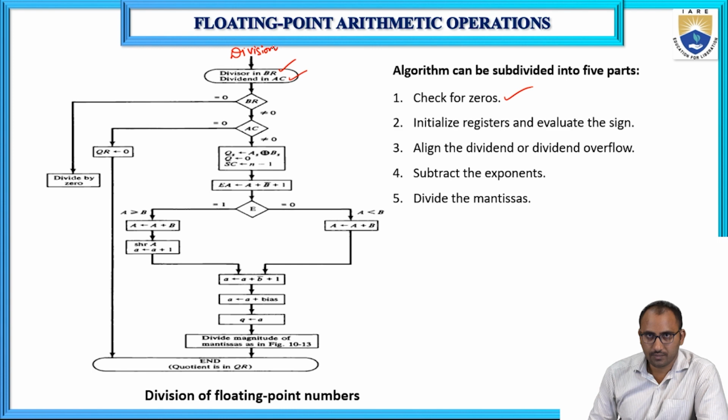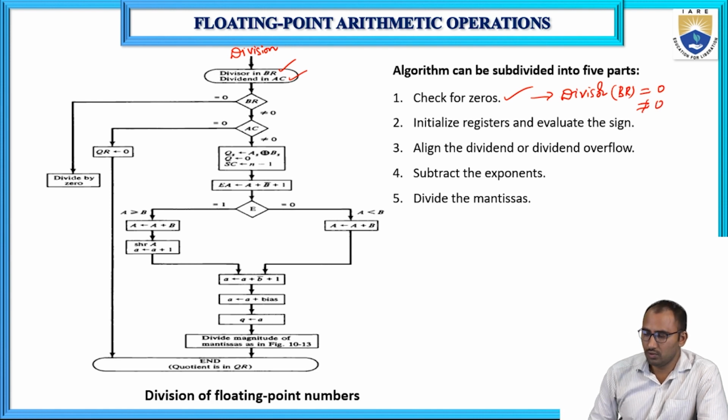First we are checking the divisor. What is the divisor? The divisor is stored in the register BR. So we are checking whether BR is equal to 0 or not equal to 0.